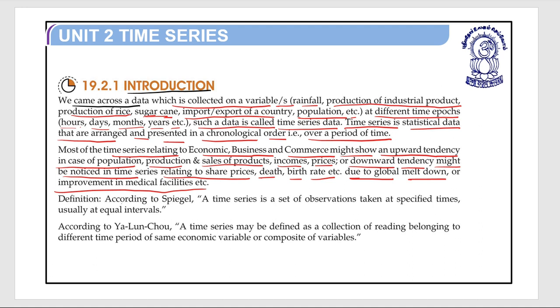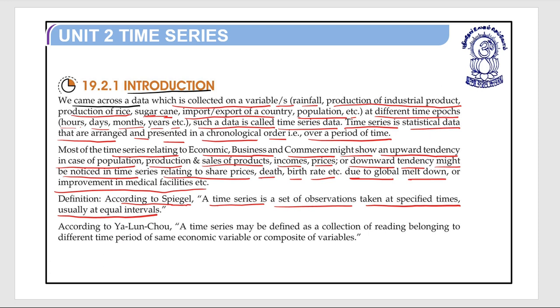Now, definition. According to Spiegel, a time series is a set of observations taken at specified times, usually at equal intervals. The interval remains equal.